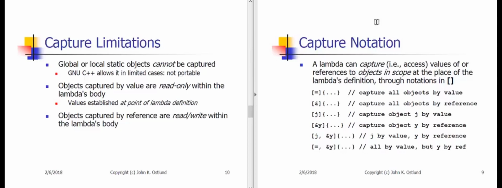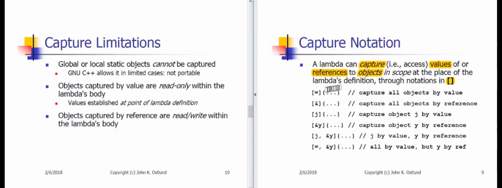For example, if you've got a function and you define a lambda within the body of that function, then that function may have parameter variables, may have other local variables that are in the same scope as the lambda. Now the lambda can capture, that is, gain access to either values or references to these other objects that are in the same scope as the lambda. And you do this by using various notations in the square brackets that denote the Lambda Introducer.